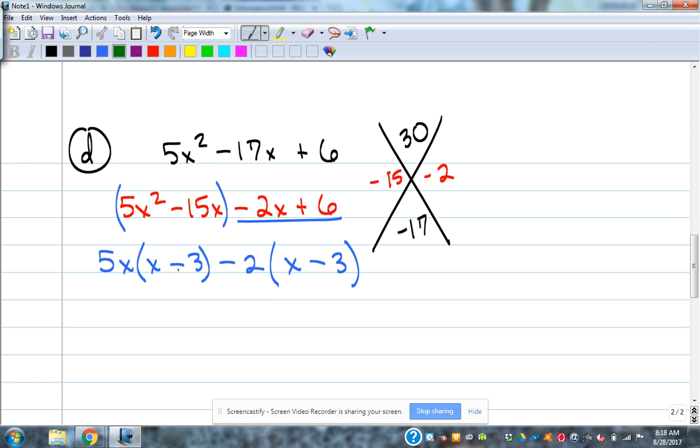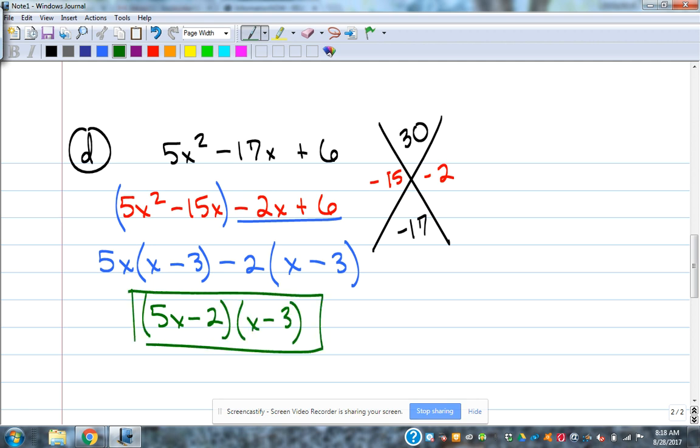And then our factors are 5x minus 2, x minus 3. Is this ringing a bell with most of you, hopefully? If it's not, it's not an overly crazy concept.